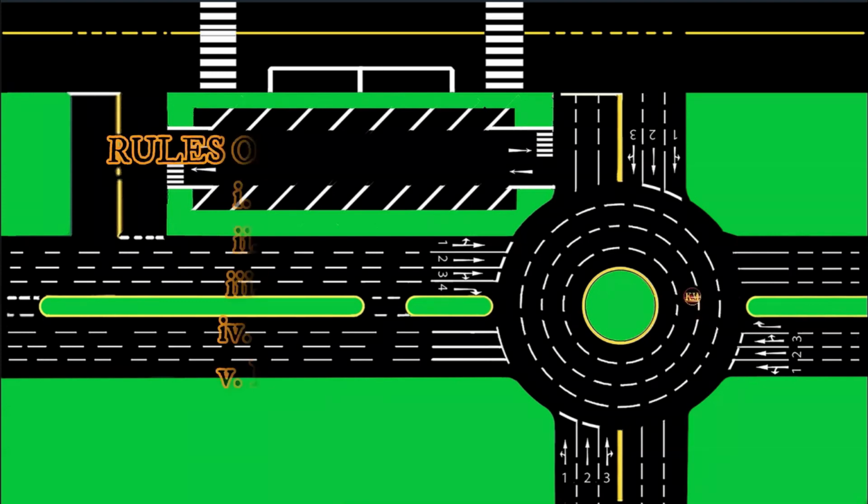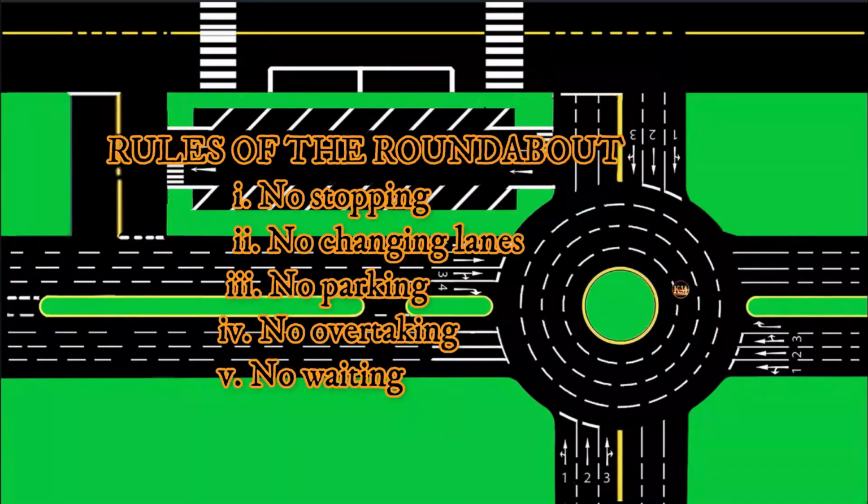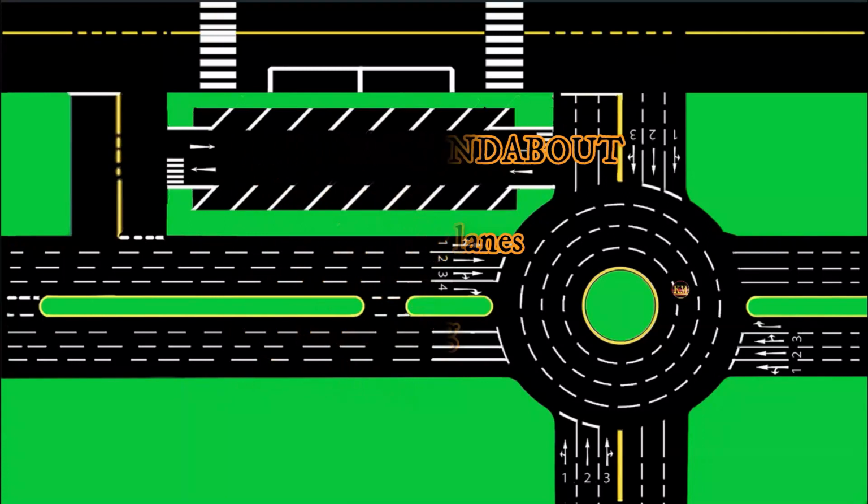The rules of the roundabout. 1, in a roundabout, there is no stopping. 2, there is no changing lanes. 3, there is no parking. 4, there is no overtaking. And 5, there is no waiting.